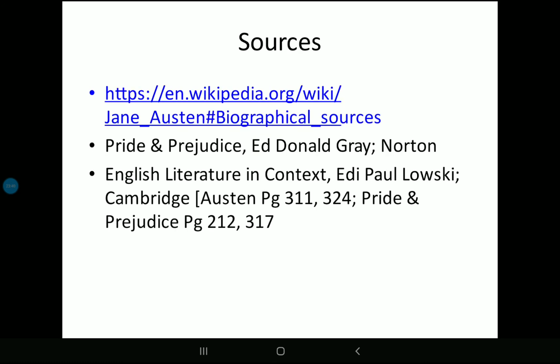And the sources I have used to prepare this presentation are: I have used Wikipedia, wikipedia.org, and I have used a book edited by Donald Gray, Norton edition, and I have used English Literature in Context, edited by Paul Poplawski, Cambridge. I've also mentioned the page numbers of Pride and Prejudice, which are page numbers 212 and 217.